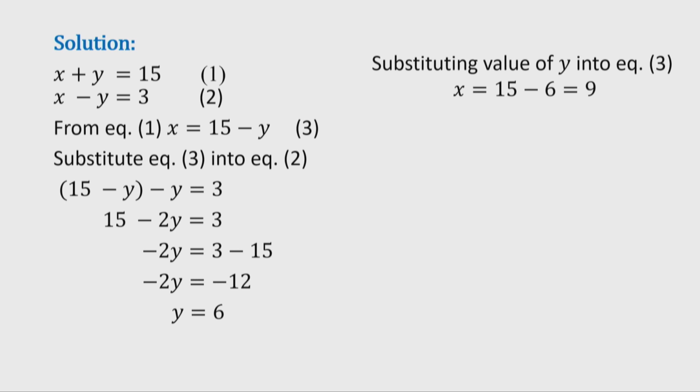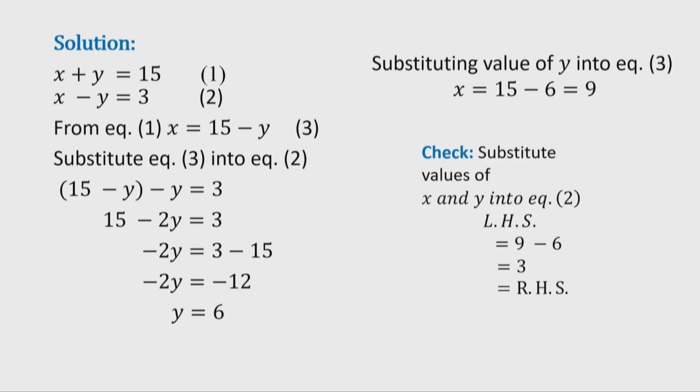Do you still remember what is the last step in simultaneous equations? Yes, we need to check if our answers are correct. So I will replace the value of x and the value of y into one of these two equations. So here, substitute values of x and y into equation 2. The left-hand side will be x minus y, that is 9 minus 6, which is equal to 3, which is equal to the right-hand side. So it means that our answers are correct.